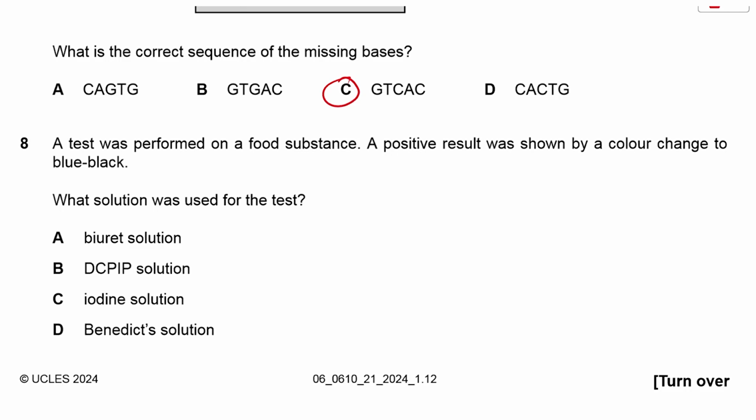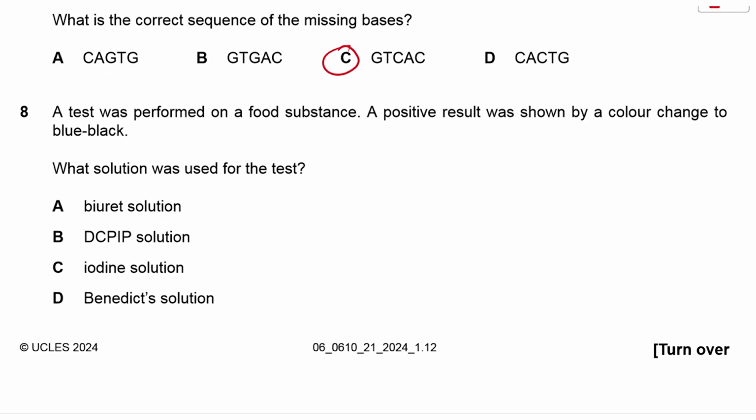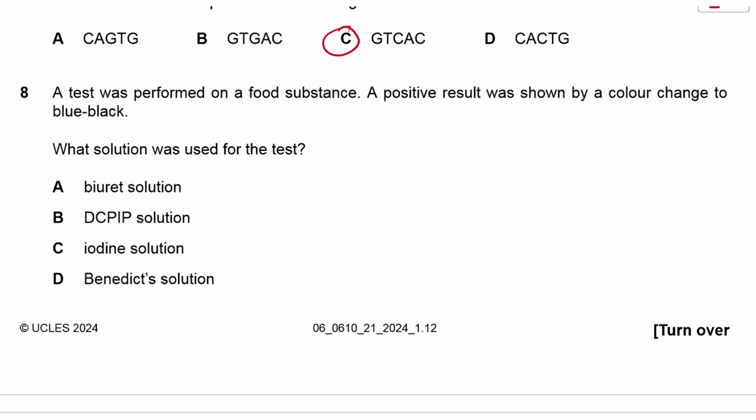Now, if we use a certain solution and we see the color is blue-black, obviously the solution that we have used here is iodine solution when we are testing for starch. So our choice will be C.